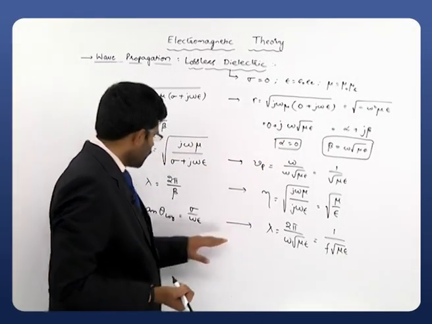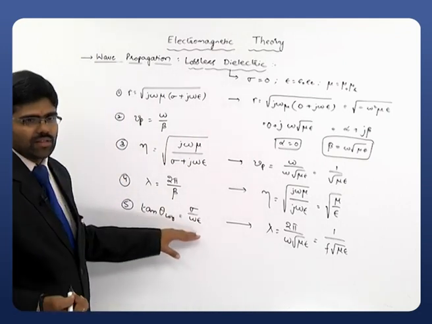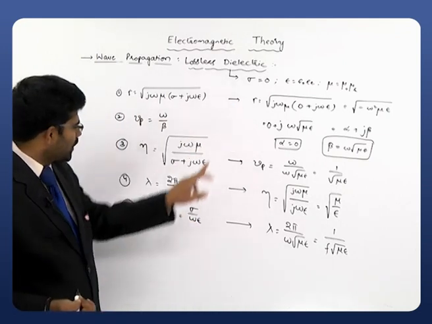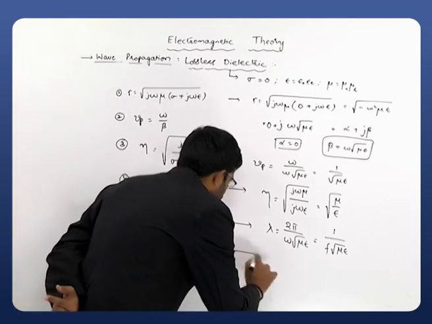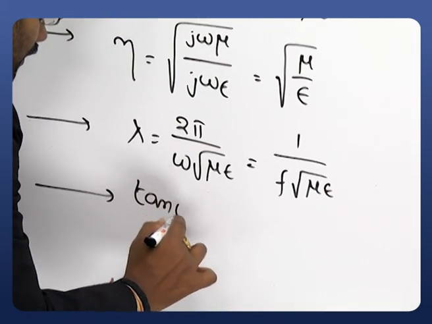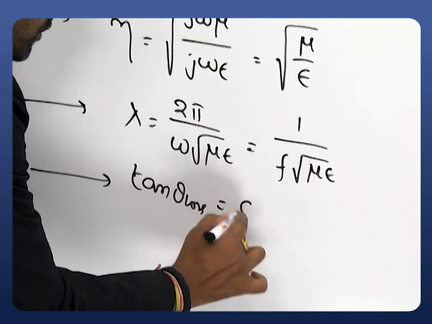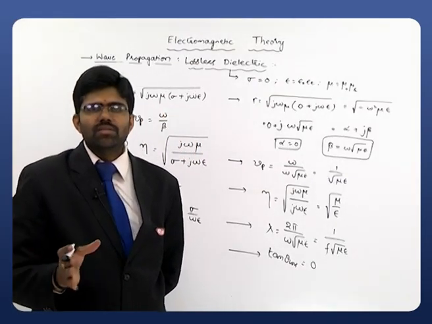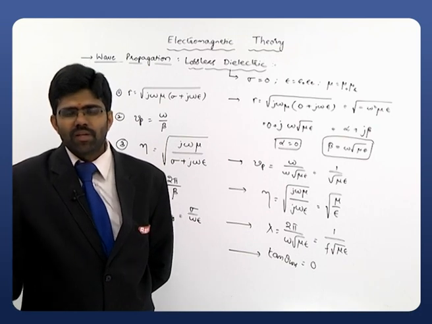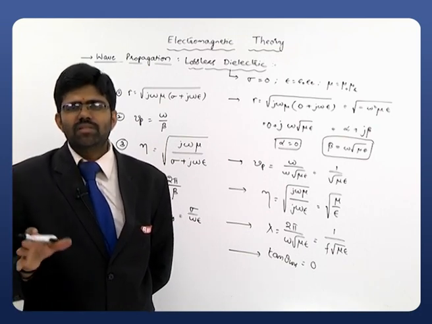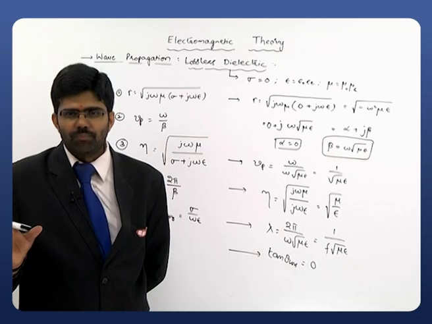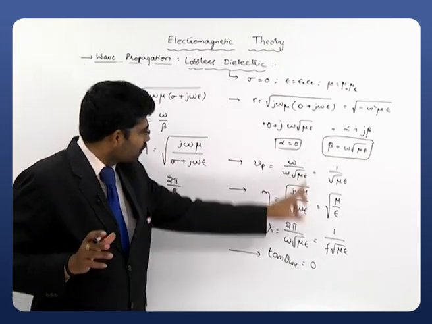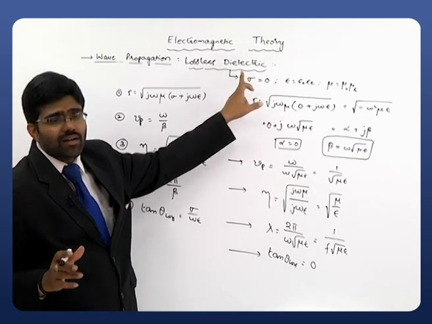And the last parameter we are supposed to observe is loss tangent. Since sigma is equal to 0, what about the loss tangent? Loss tangent, tan theta loss, is equal to 0. If the loss tangent value is 0, we can say that it is a lossless medium. If it is very small, we can simply say that it is a low loss medium. So these are the characteristics of our lossless dielectric medium.